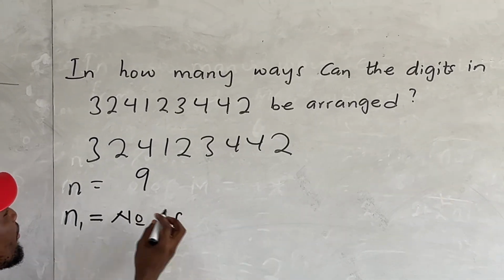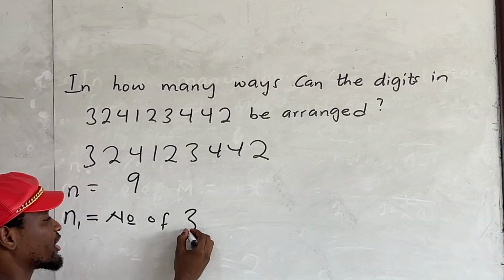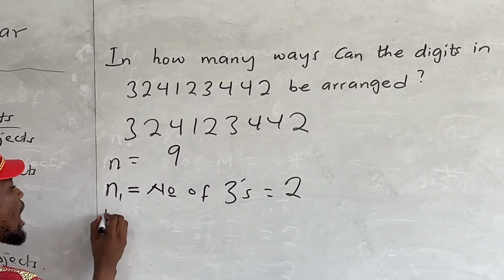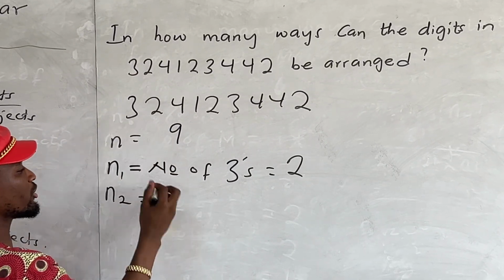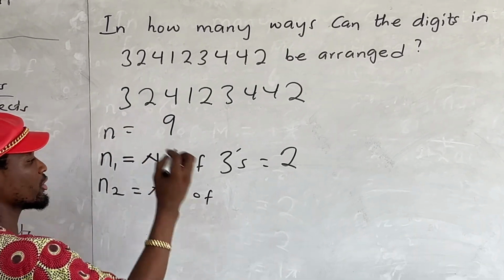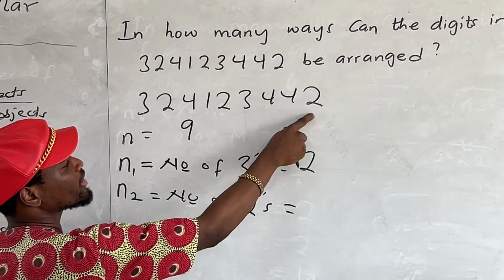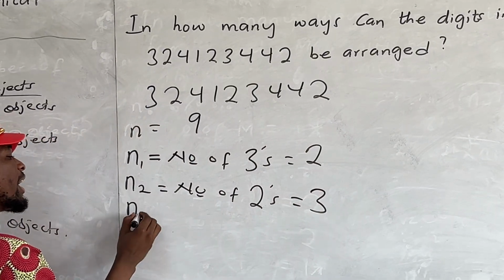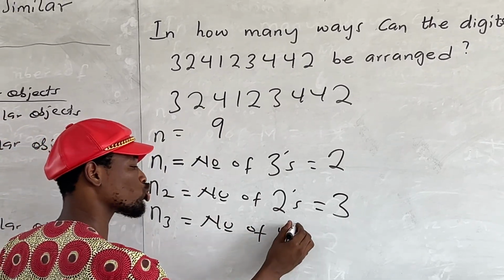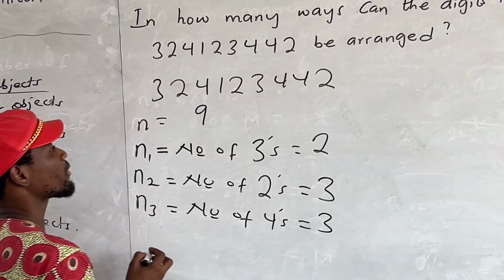So we have n1 representing the number of 3s. 3 appears how many times? 2 times, so it's appearing more than once, so 2. Then I have n2, the number of 2s. How many times is the 2 appearing? 1, 2, and 3. It's appearing 3 times. The next digit is 4. So we have the number of 4s, which is equal to how many 4s do you have? 1, 2, then 3. So I have 3.